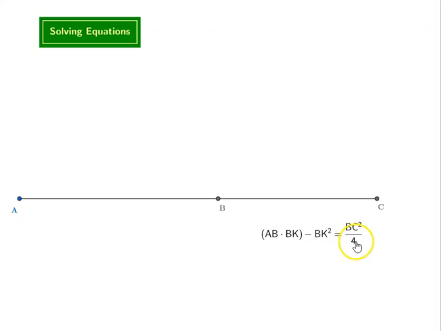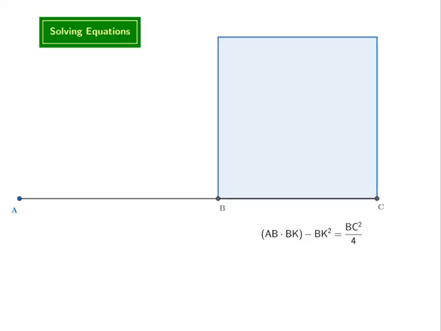So let's take the right hand side, BC square. So first thing we do is we draw a square on BC. And let's mark these points as D and E. Now this square has to be divided by 4. So to divide it by 4, we take the midpoint of BC and we draw a square on BF. So which means that this green square is equal to BC square by 4.